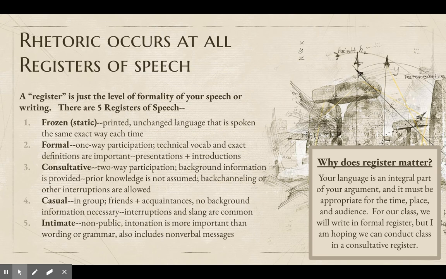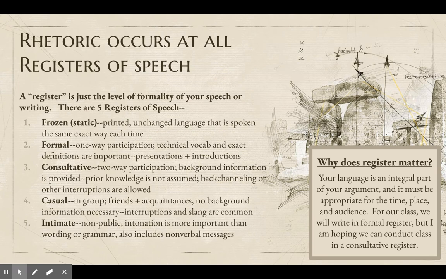So casual occurs in groups with friends and acquaintances, and there's really no background information necessary at all because you're all in the know, right? You're all in the circle. So when someone gives you that side look and you're like, yep, that's exactly what I was thinking. And you don't necessarily need to know the background information about something because it's either implied or you already know the information because it's part of the group. So somebody might come in and you say something and a bunch of people chuckle and that person's like, what? So they would not be in the group and they would not necessarily understand.